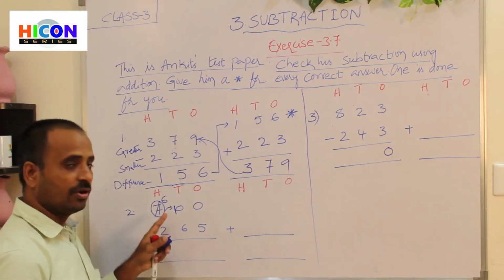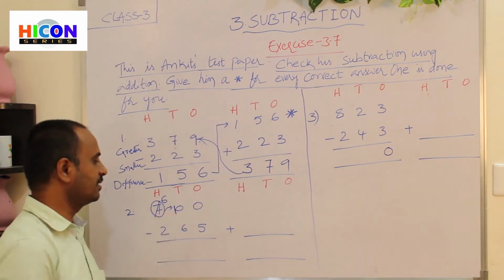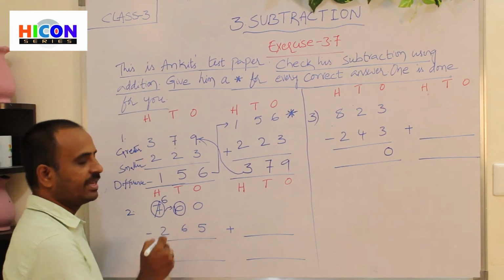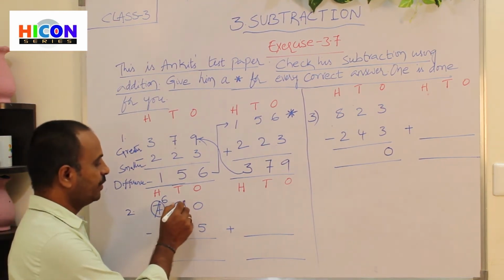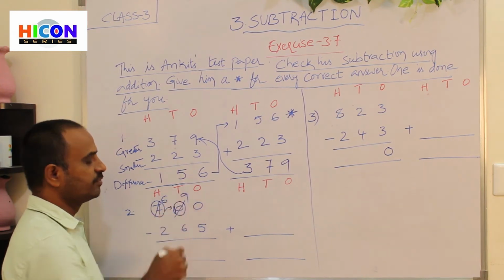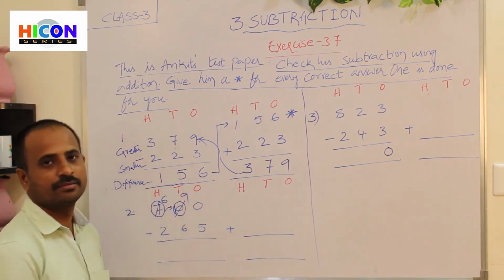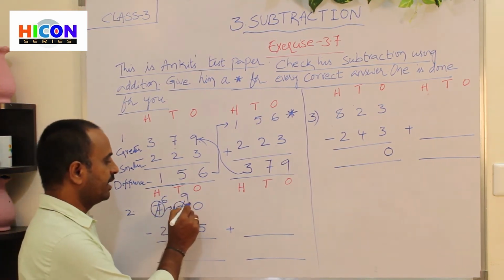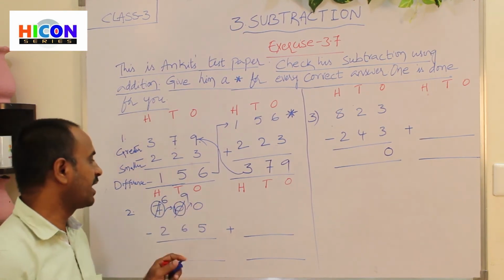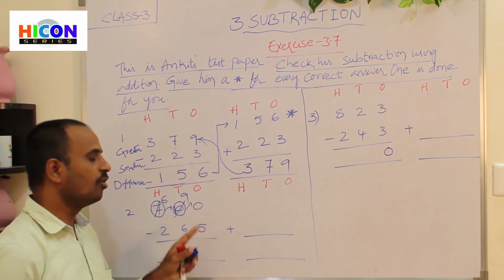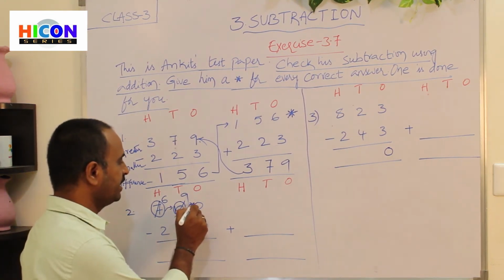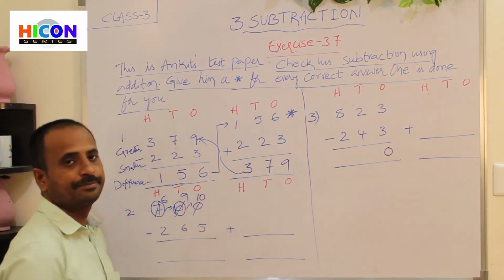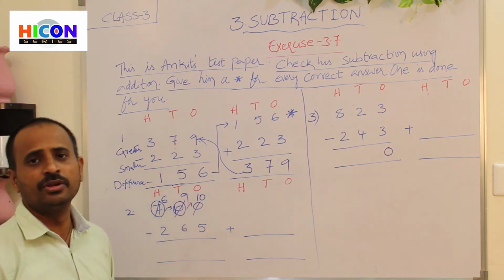Now how many tens are there? 10 tens are there. So get borrow 1 ten from it. If you get borrow 1 ten from 10 tens, how many tens will be there? 9 tens will be there. So write 9 here. And carry 10 to the ones place. If you carry 10 to the ones place, then how many ones will it become? It will become 10 ones. So simply write 10 here. Now the subtraction is possible.